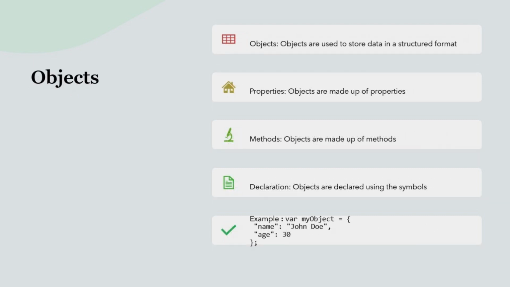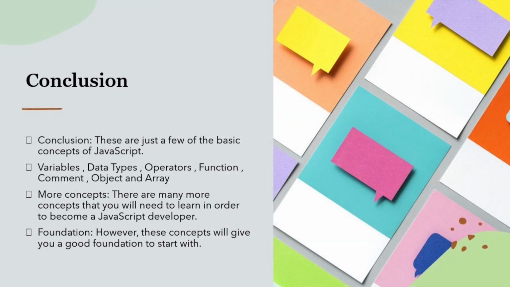Objects. Objects are used to store data in a structured format. Properties. Objects are made up of properties. Methods. Objects are made up of methods. Declaration. Objects are declared using curly braces. Example: var myObject = {name: "John Doe", age: 30}.